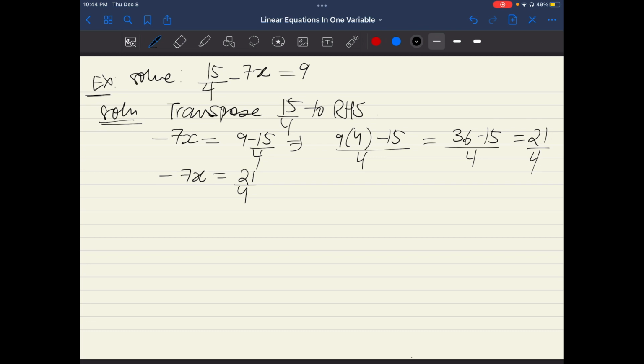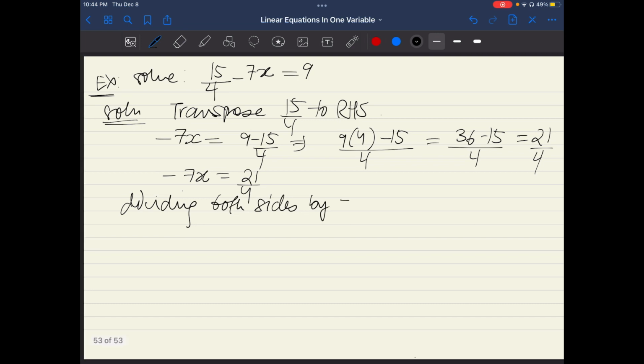So now the second mathematical operation that we were performing is dividing both sides by minus 7. We get minus 7x over minus 7 equals 21 over 4 times 1 over minus 7.